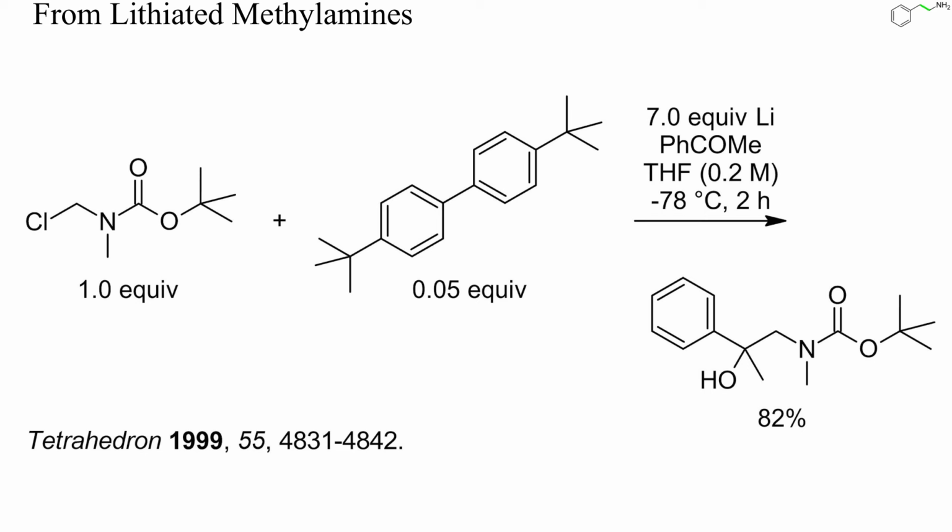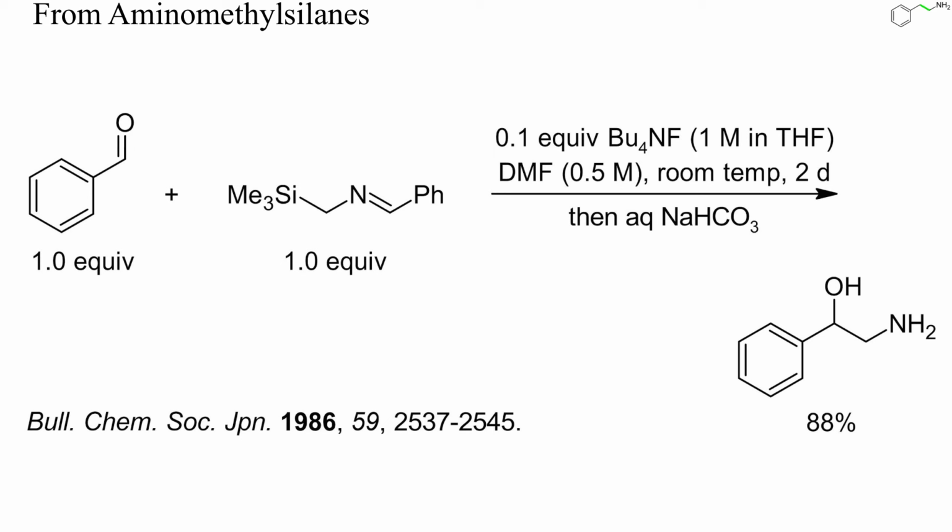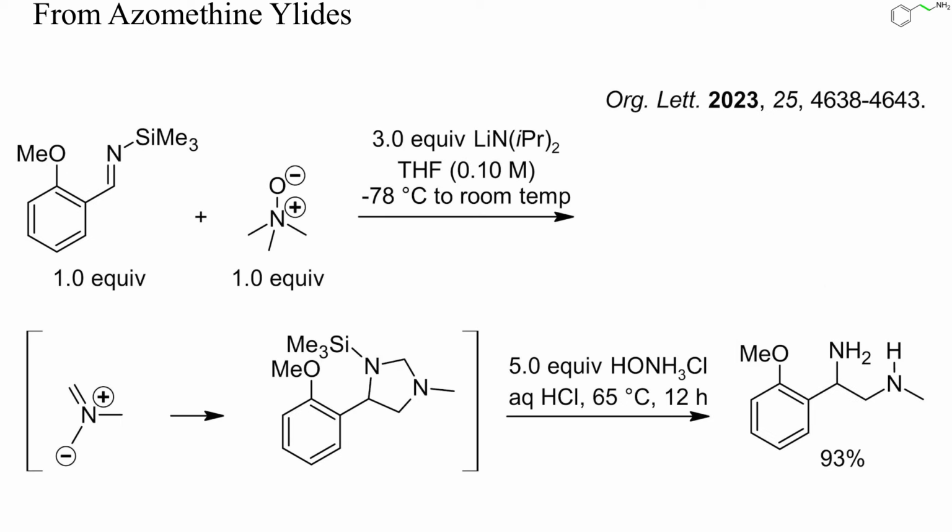Besides nitroalkanes and cyanide, various reagents with an alpha-methylated amine substructure have been used to prepare phenethylamines. In this example, a lithiated carbamate was generated from a chloromethyl carbamate and metallic lithium. Addition to acetophenone yielded a protected amino alcohol. Here, a carbanion was generated and trapped with benzaldehyde by adding fluoride to a protected aminomethylsilane. A high yield of the expected amino alcohol resulted.